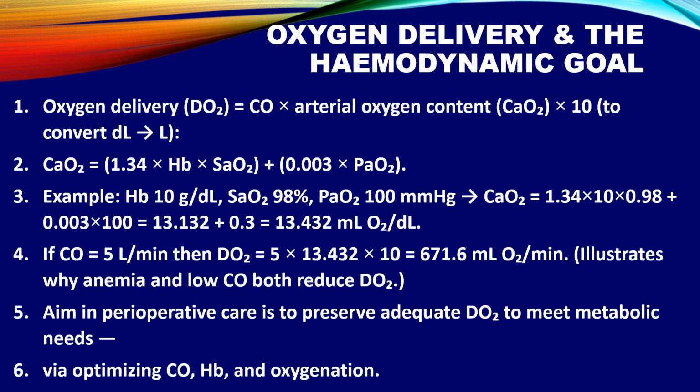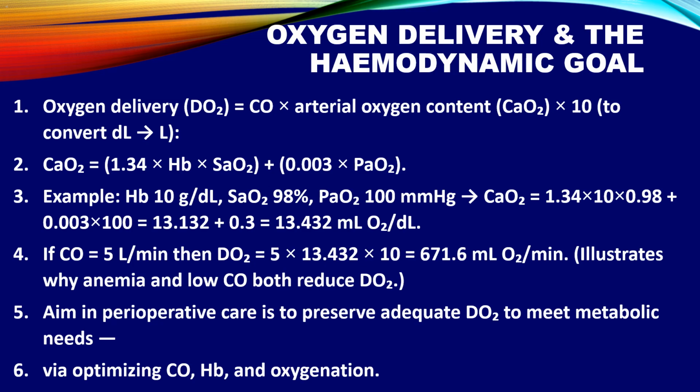2. Arterial oxygen content formula. CaO2 is calculated as 1.34 times Hb times SaO2 plus 0.003 times PaO2, where Hb is hemoglobin, SaO2 is arterial oxygen saturation, and PaO2 is arterial oxygen partial pressure. 3. Example calculation. For a patient with Hb 10 grams per deciliter, SaO2 98%, and PaO2 100 mmHg, CaO2 is calculated as 13.432 milliliters O2 per deciliter.